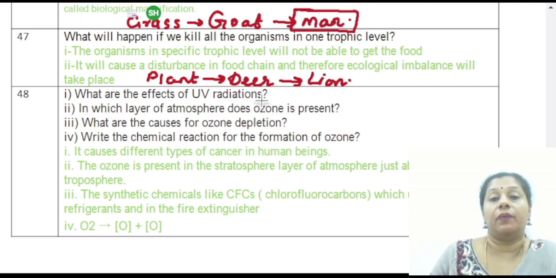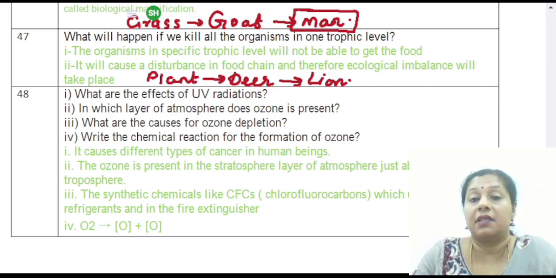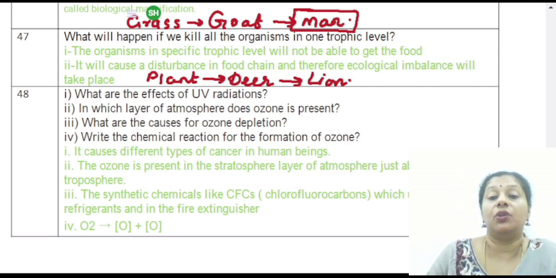What are the effects of UV radiations? UV radiations cause different types of cancer in human beings, and also, on plants, it can cause something called UV cataract.